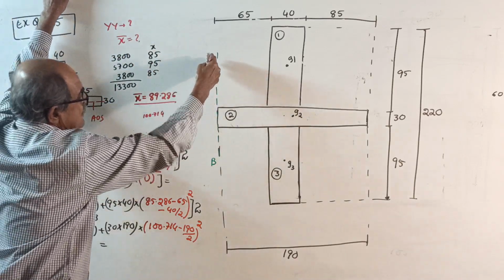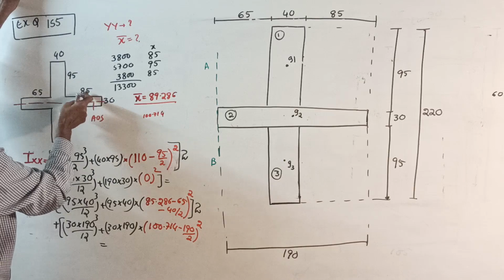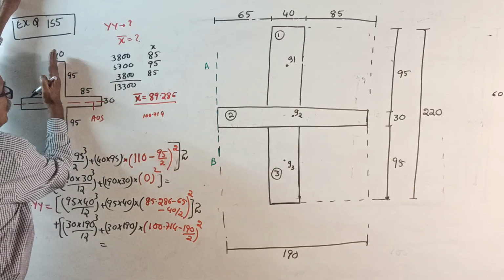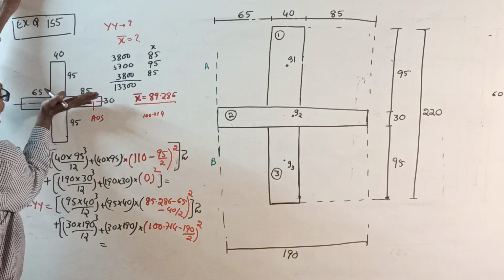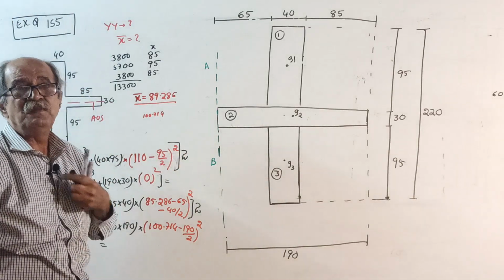A reference line AB. See, last time the question was, these two are equal, these two are unequal. Then last time, symmetrical about which one? Y-y; x-x we located. Now symmetrical about x-x, y-y you are locating. In the previous question, x-x, y-y, both you located.